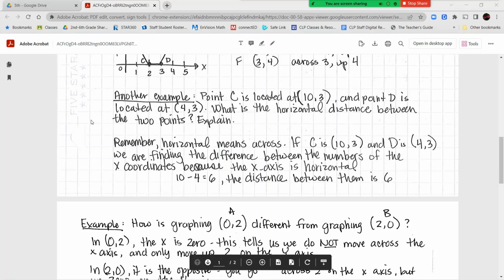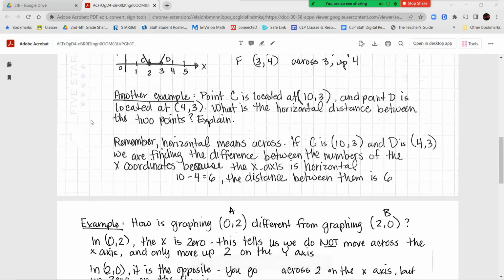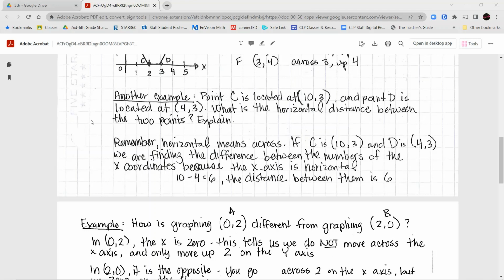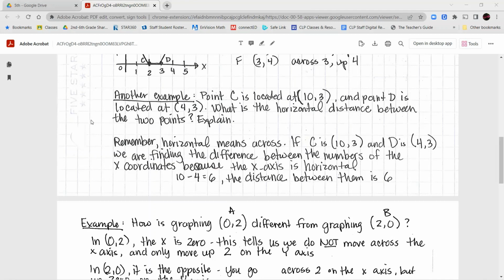It says point C is located at 10, 3, and point D is located at 4, 3. What is the horizontal distance between the 2 points? Explain. Remember, vertical is up and down, horizontal is across. So since horizontal means across, we're looking how far apart they are on the x-axis. So if C is at 10, 3 and D is at 4, 3, I'm finding the difference between the numbers in the x-coordinate locations. So 10 take away 4 is 6. The distance between point C and point D is 6 units.